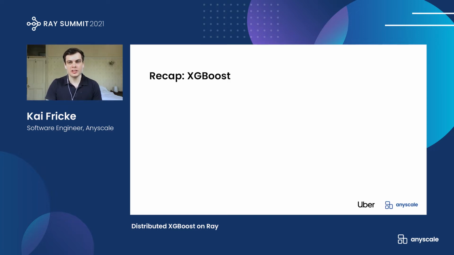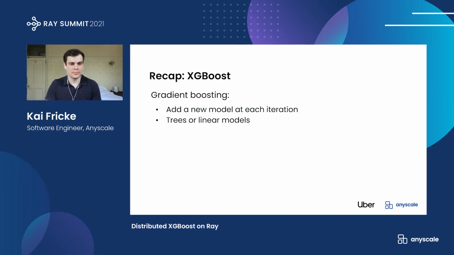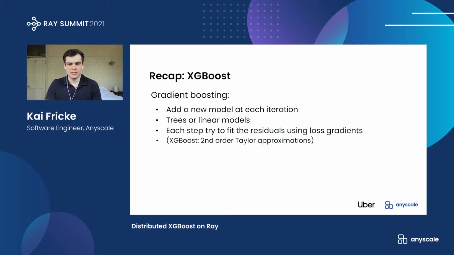Before we head into the architecture, let's very briefly recap on how XGBoost and distributed XGBoost works in general. So XGBoost is a gradient boosting algorithm, and this means that at each iteration a new simple model is trained. These models are often decision trees, especially for classification, but they can also be linear models. And then, at each step, the next model tries to fit the residuals of the combined previous models. This optimization is done via loss gradients, and in the case of XGBoost, using second-order Taylor approximations. By adding more and more models, we are slowly refining the model ensemble to give a better and better fit.